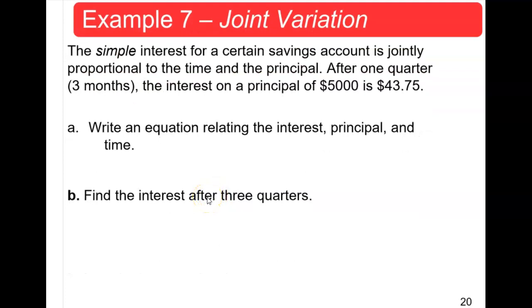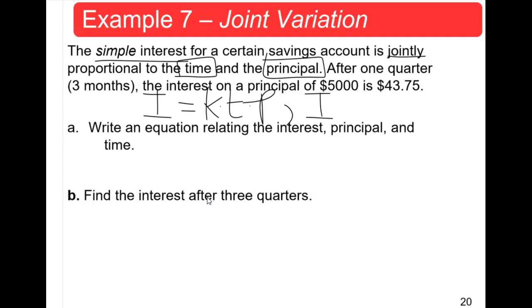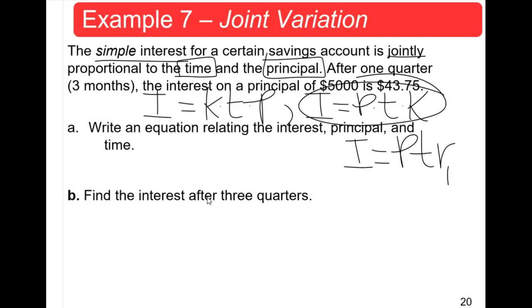So here for our last example about joint variation, we have the simple interest for a certain savings account is jointly proportional to the time and the principal. So we're going to use T for time and capital P for principal. We could write this formula as interest is equal to the principal times the time, and then times a letter, in this case K. Now the way that this equation is actually written is pretty famous. Instead of K, it has an R for rate, interest rate. But let's just use K because we're doing this section, and so K is the constant of proportionality of variation.